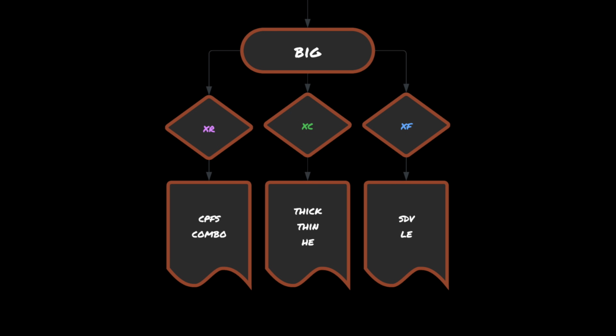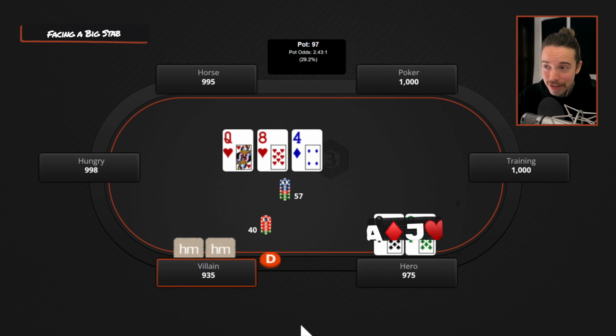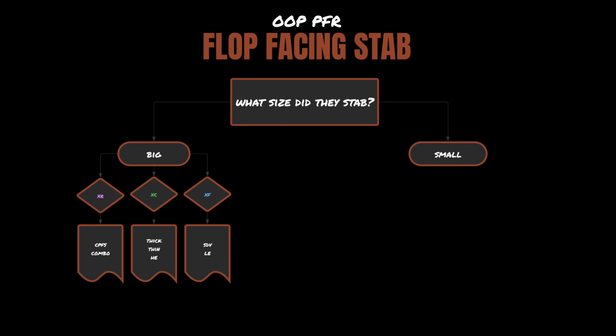So back to the hand here, I would just be check folding if we had a hand like ace jack high or a hand like pocket 5s or pocket 7s in this particular spot, because when our opponent stabs big, their range is strong, so we can just fold out the bottom of our range.